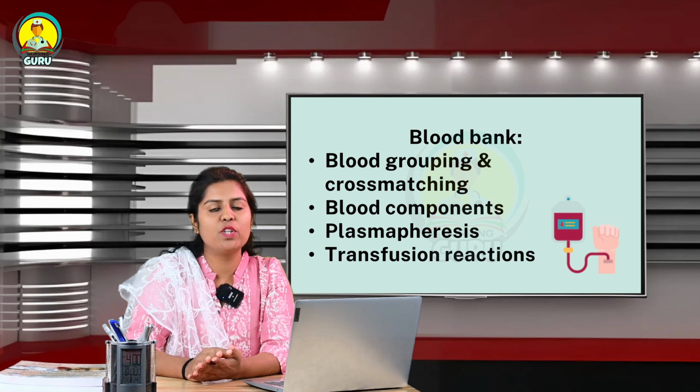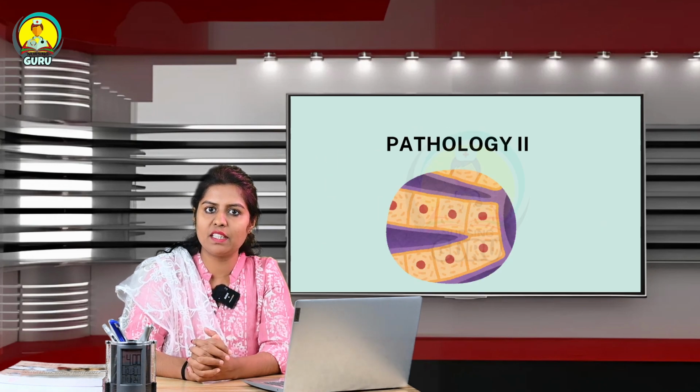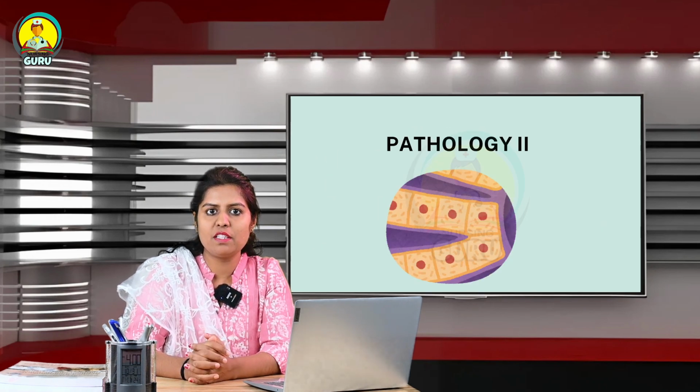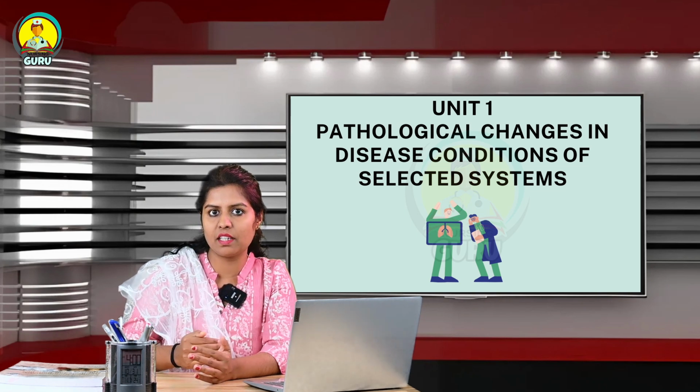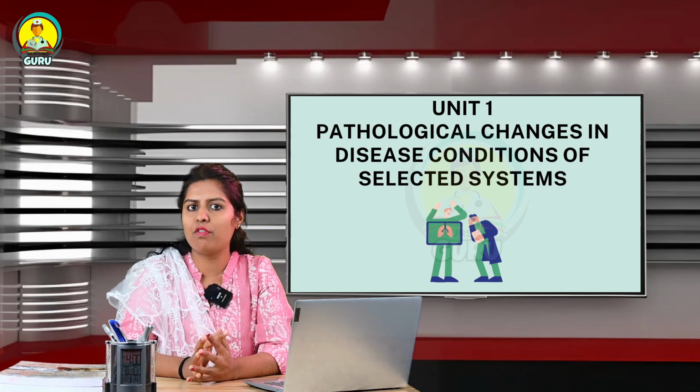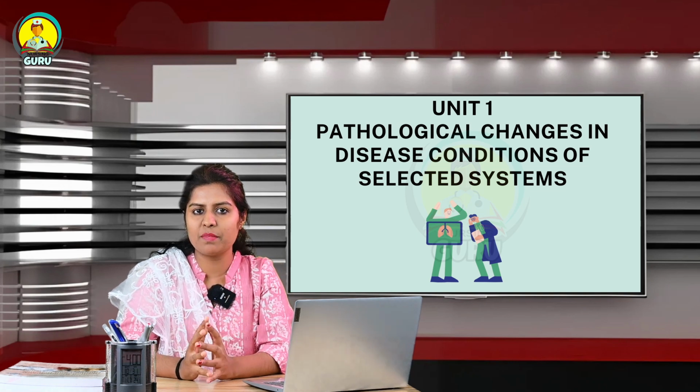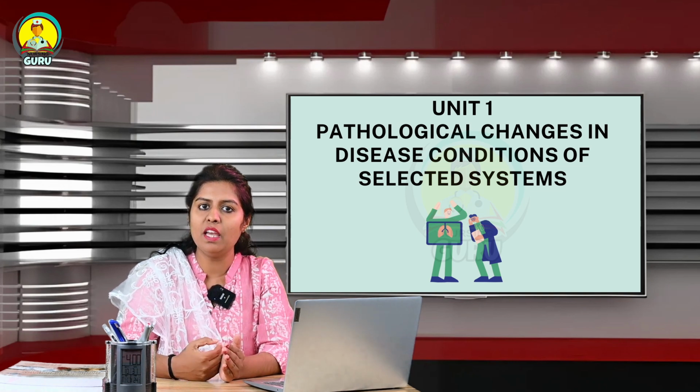Next, let's move towards pathology 2. Here it comes in 4th semester. So first unit 1, special pathology. Here pathological changes in disease conditions, again it is continued from 3rd sem to 4th sem. There we saw some systems, and here we are going to see other systems.